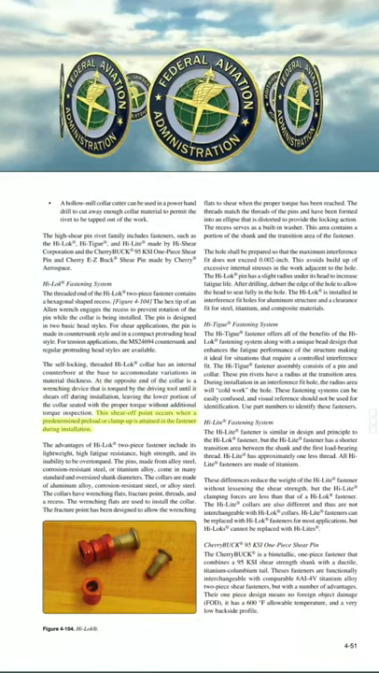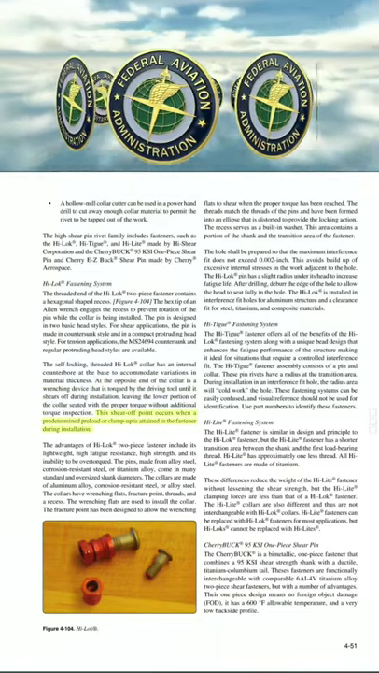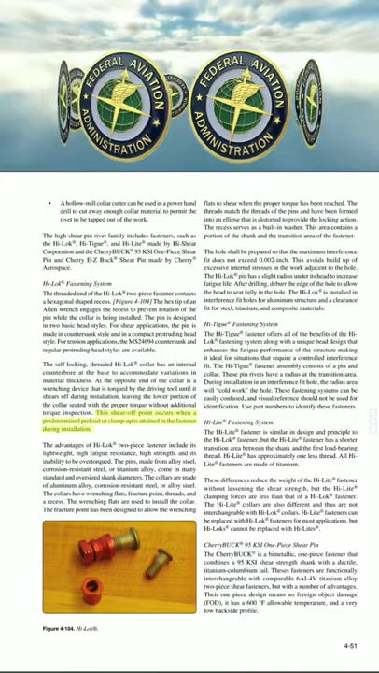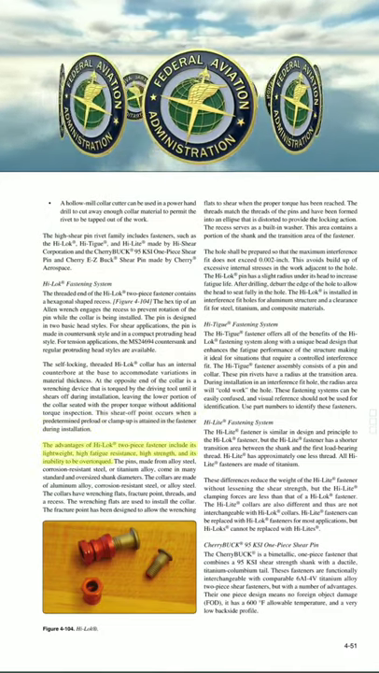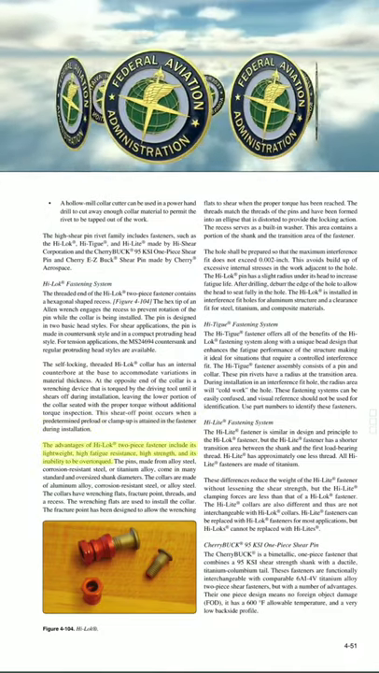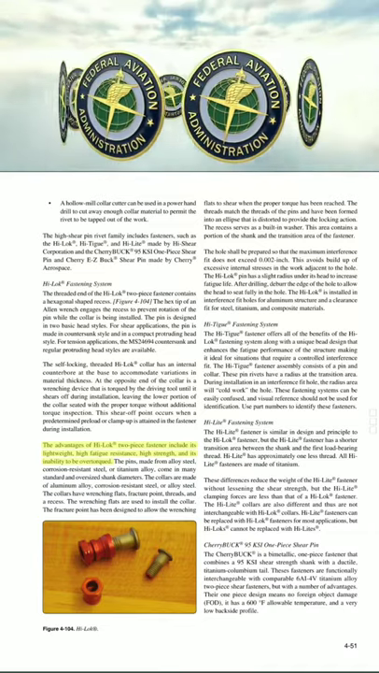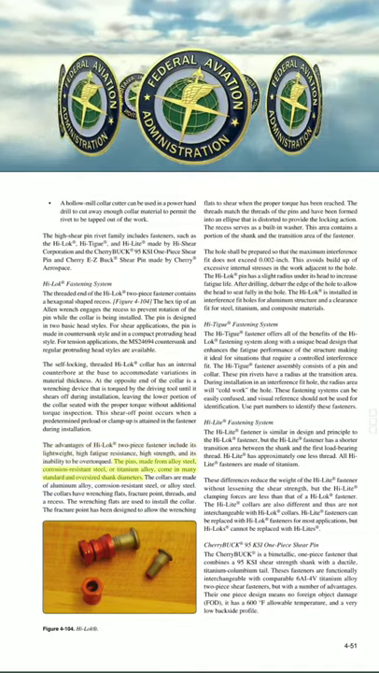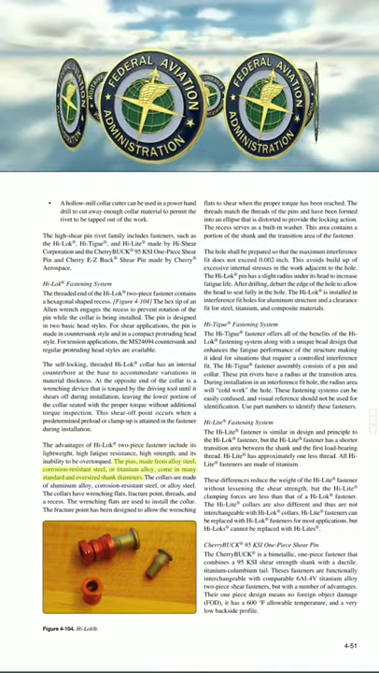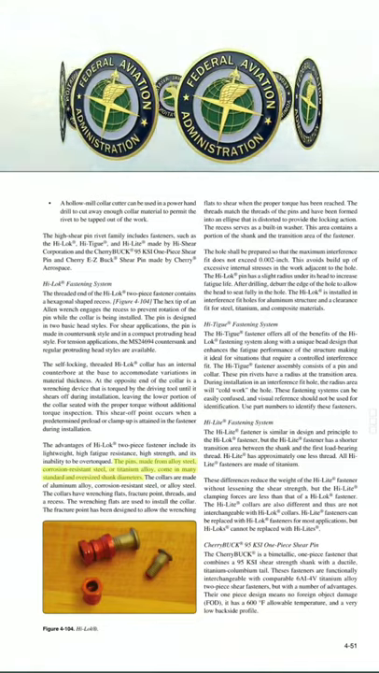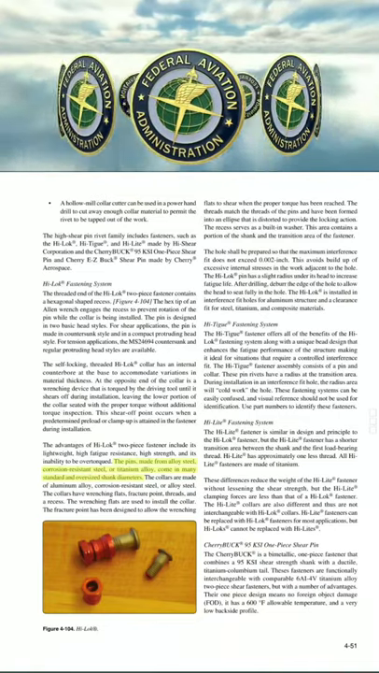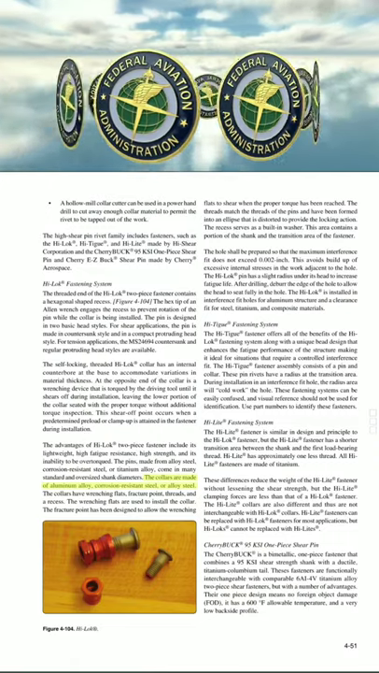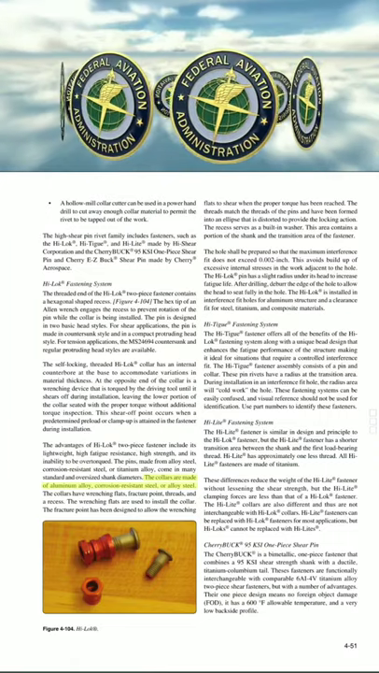This shear off point occurs when a predetermined preload or clamp up is attained in the fastener during installation. The advantages of the Hi-Lok registered two-piece fastener include its light weight, high fatigue resistance, high strength, and its inability to be over torqued. The pins, made from alloy steel, corrosion-resistant steel, or titanium alloy, come in many standard and oversized shank diameters. The collars are made of aluminum alloy, corrosion-resistant steel, or alloy steel.